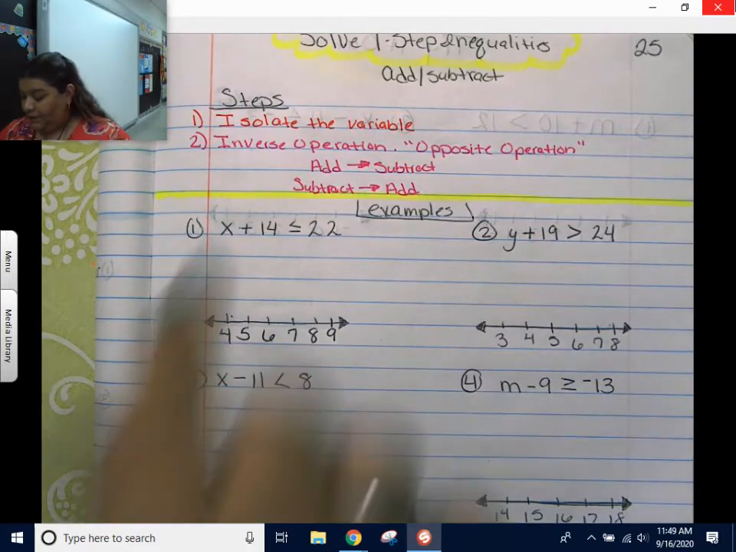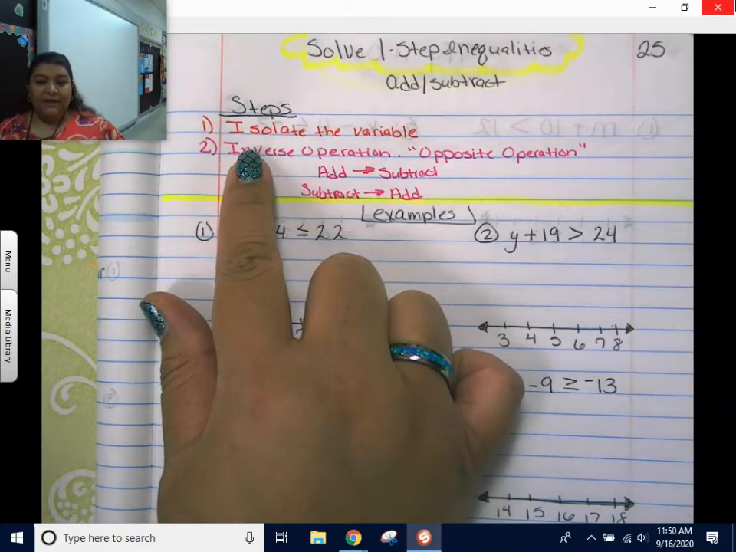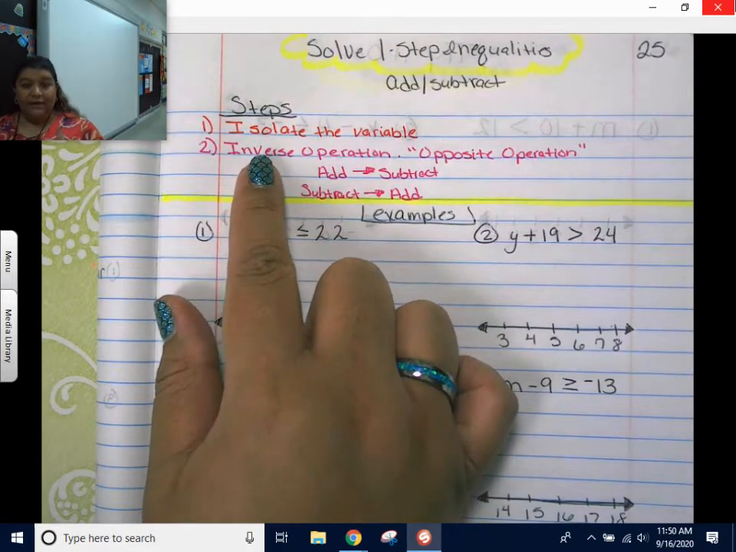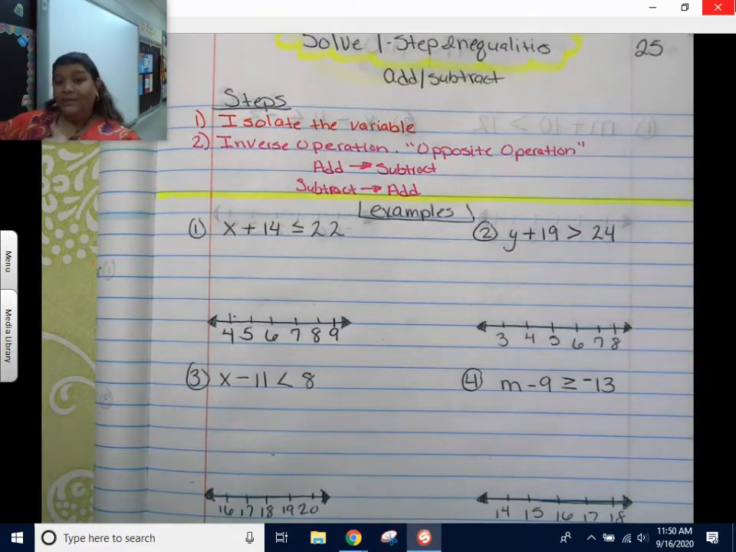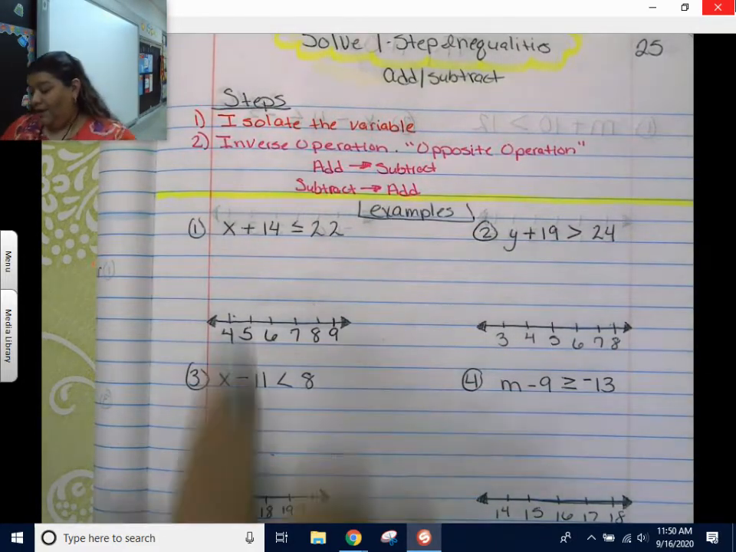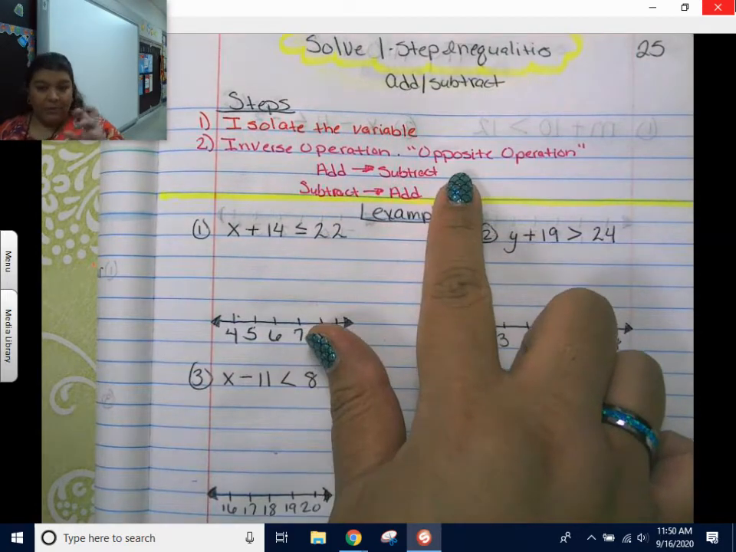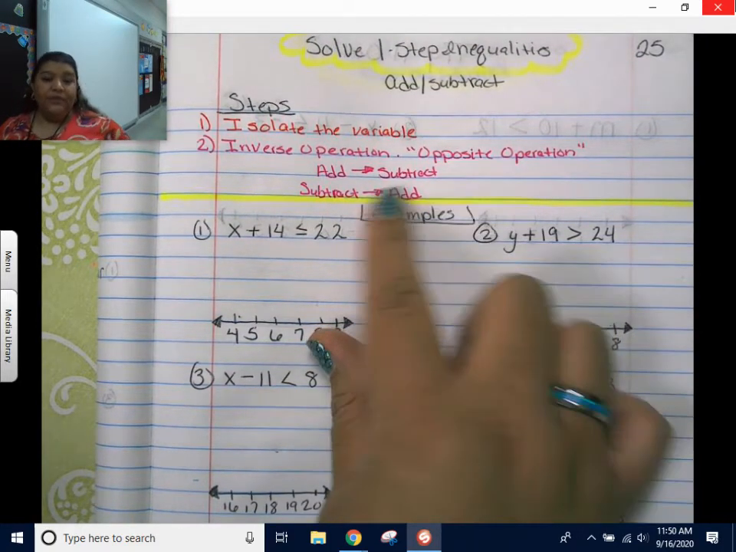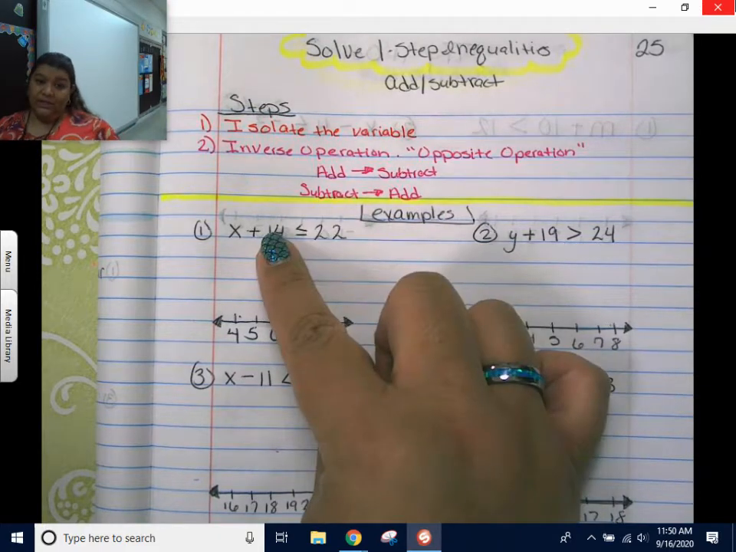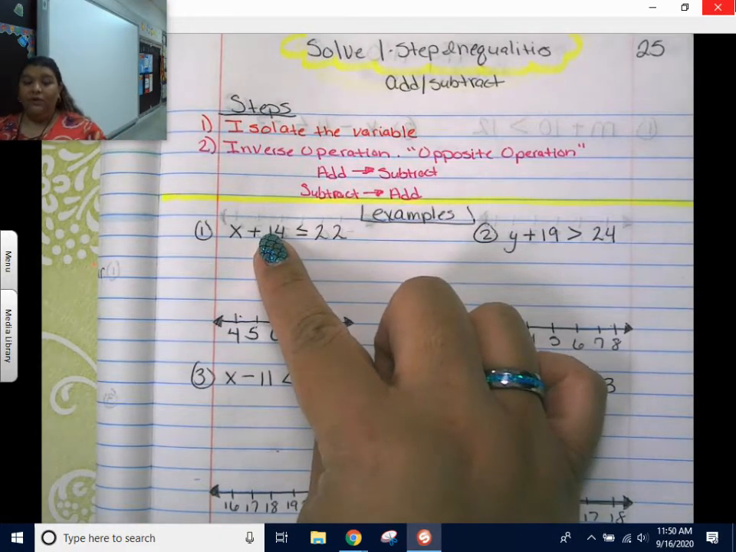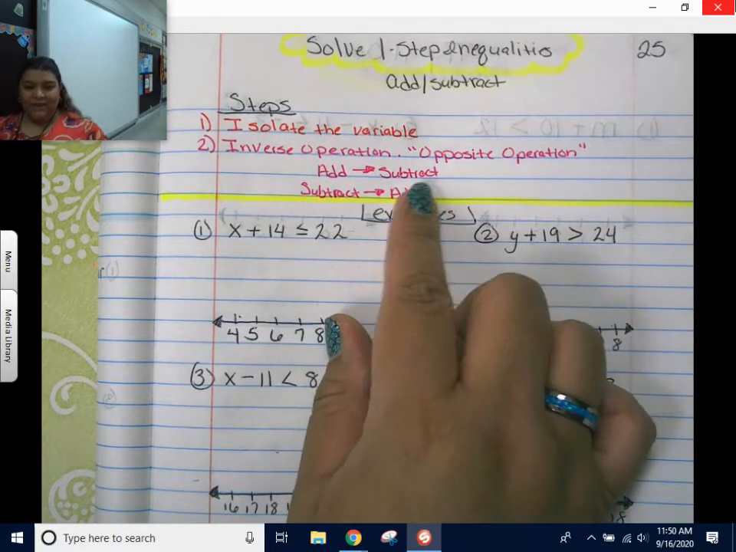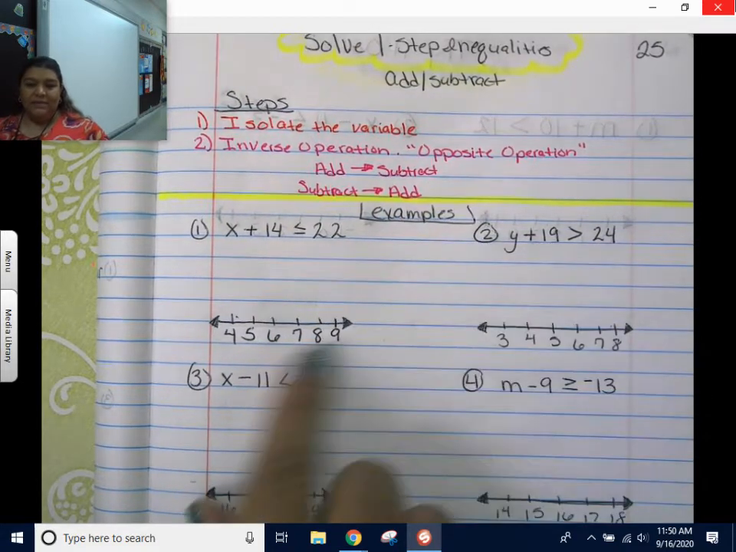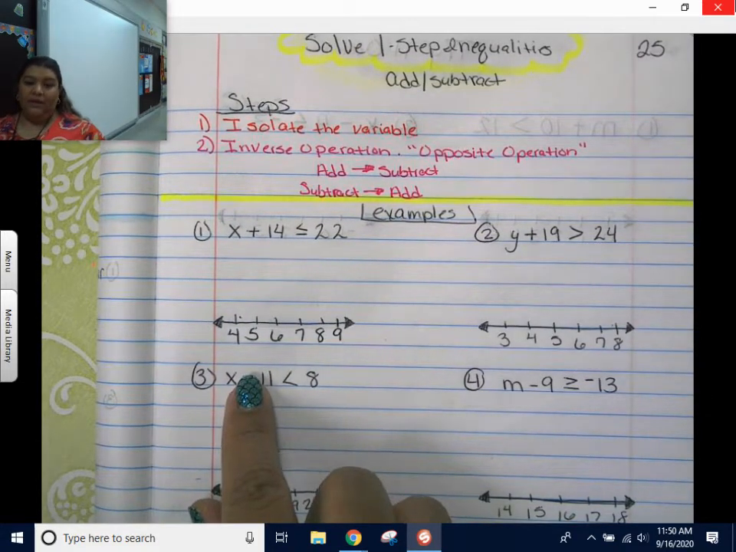Whatever happens to one side of the inequality symbol happens to the other. So steps are the same. Isolate the variable. That's going to show us the number we have to get rid of. We're going to work backwards again and do the inverse operation, opposite operations. Today we're just doing adding and subtracting inequalities. If you see an addition in your inequality, you can do the opposite, which is subtraction. If you see a subtraction, you will be doing addition.